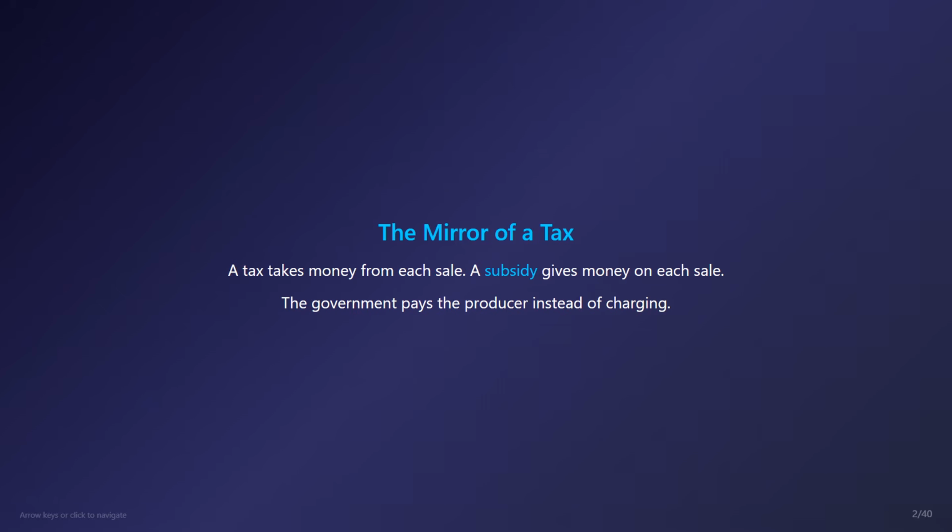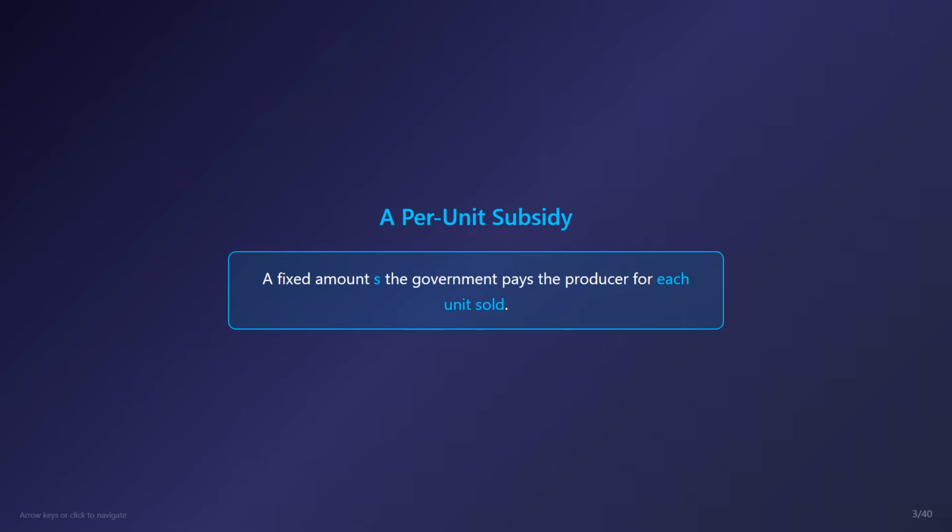A tax takes money on every sale. A subsidy gives money on every sale. Instead of charging the producer, the government pays the producer. We'll study a per unit subsidy. That's a fixed amount, call it S, that the government pays the producer for each unit they sell. Sell one more unit, receive one more S.